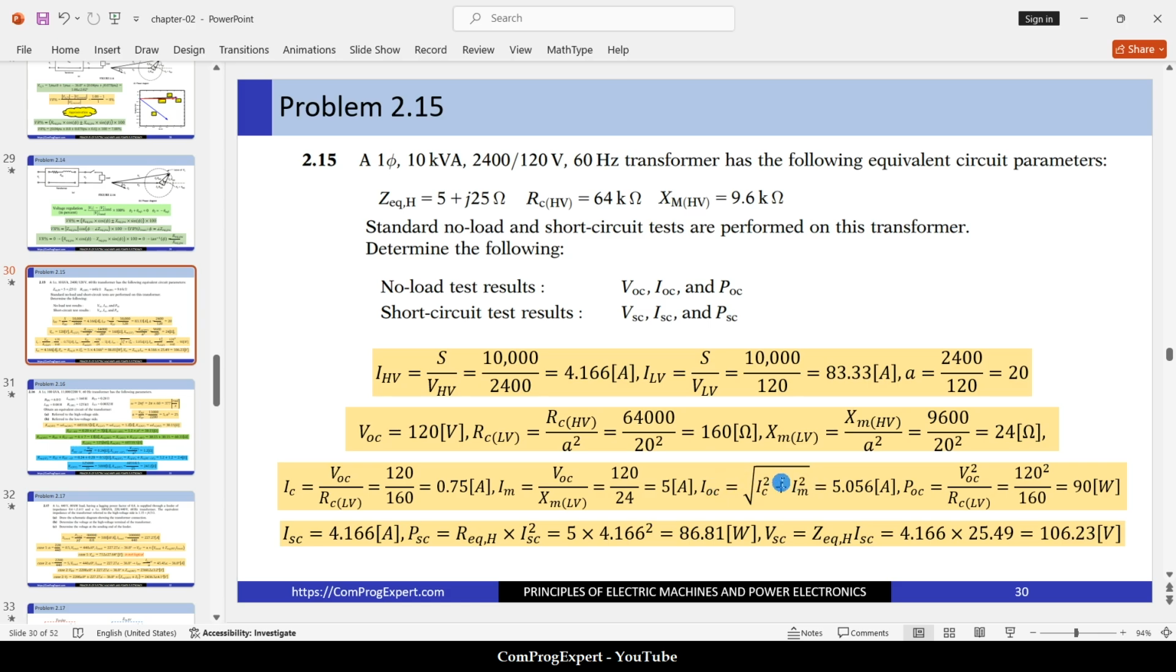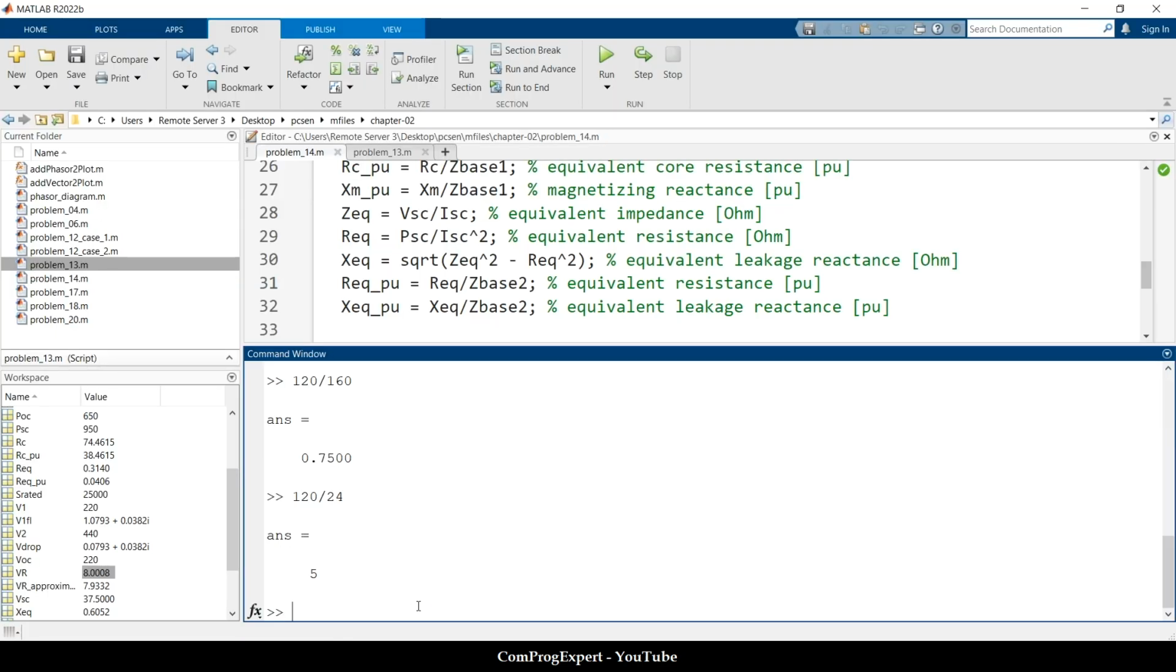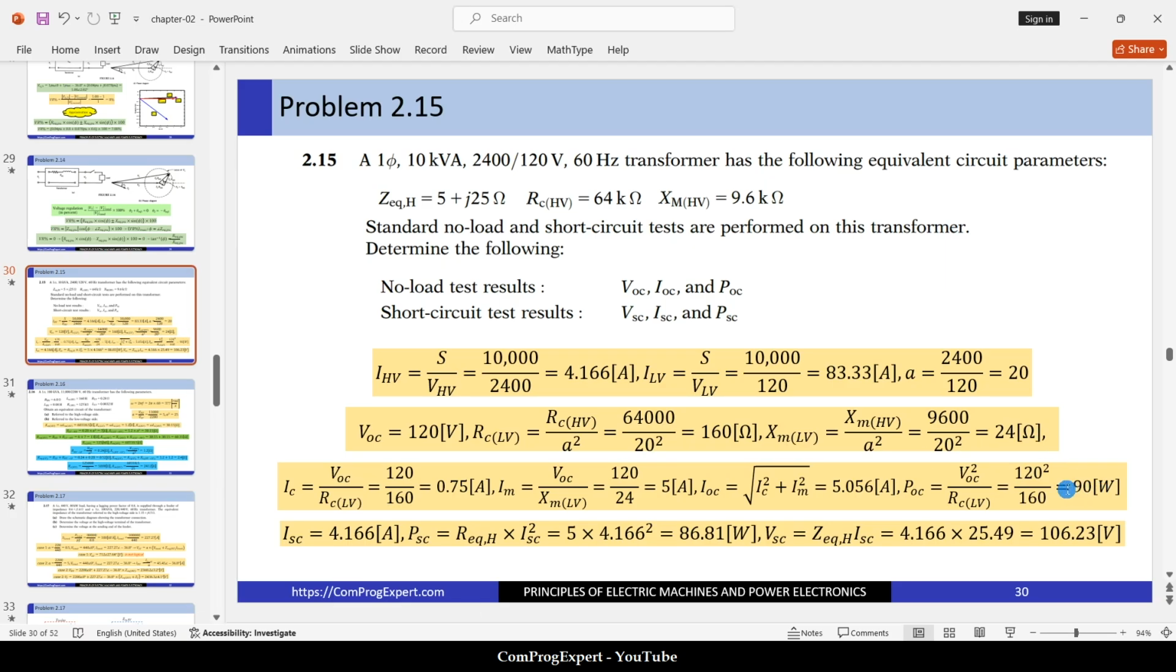Yes, the square root of Ic plus Im, both to the power 2. And finally, the power of the open circuit test is V open circuit to the power 2 divided by Rc. So let's check this. 120 to the power 2 divided by 160 is equal to 90 watt.